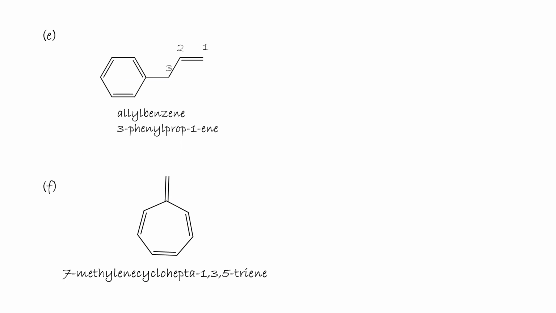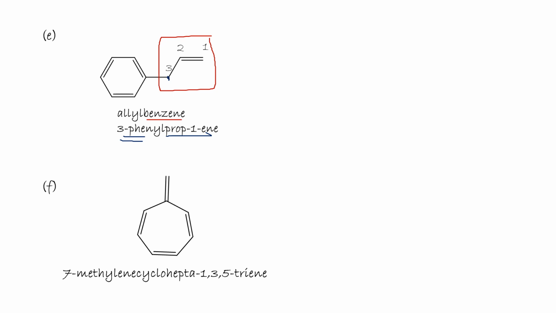We can name this compound as a benzene derivative. So this group will be an allyl group, allylbenzene, or we can consider it as prop-1-ene, 1, 2, 3, and the phenyl group is a branch, so it is 3-phenylprop-1-ene.